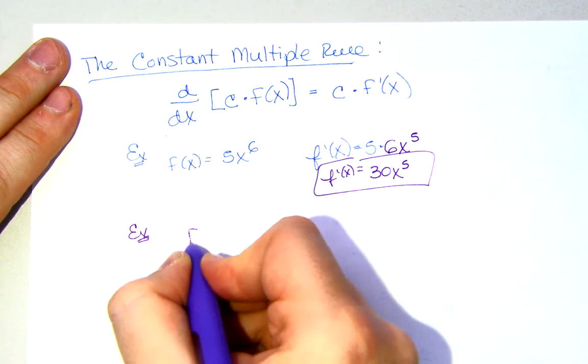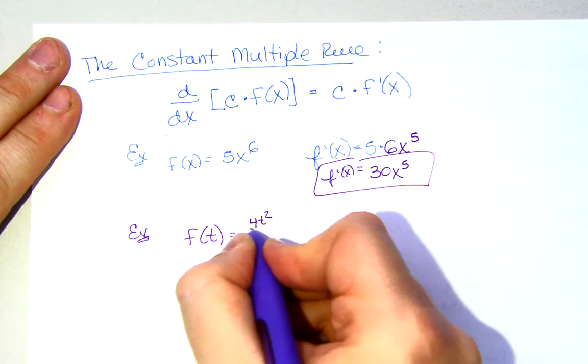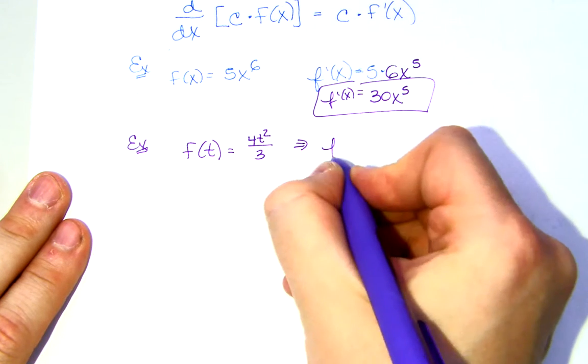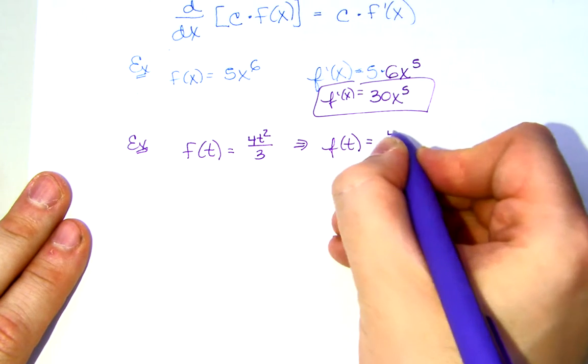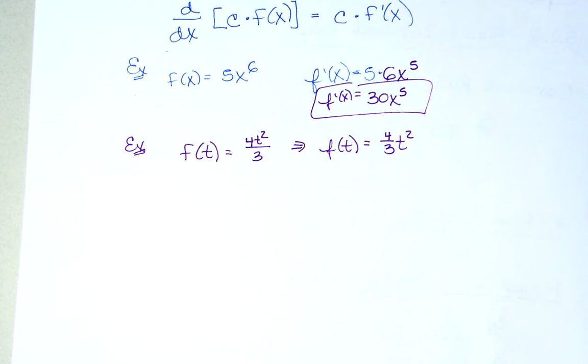Next, let's say f of t, why don't we change the variable, of 4t squared over 3. I want to find the derivative of that. And it might help if we first rewrite this as f of t equals, well, I've got a constant of 4/3 up front, times t squared. Go. See what you can do. Leave the constant out front, then pull down the power and subtract 1 from the power.